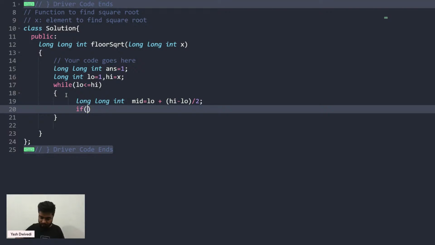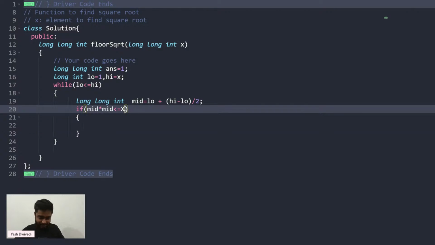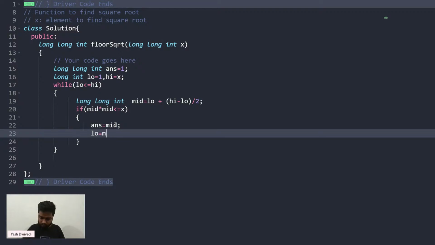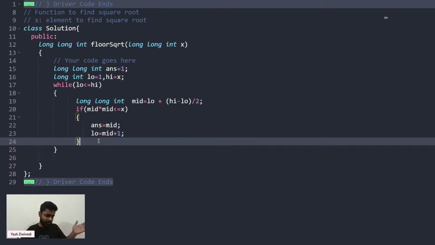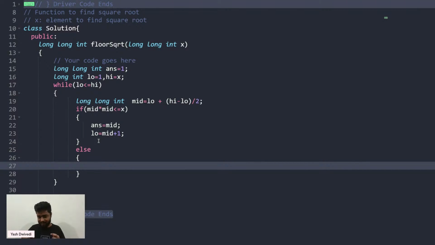Okay, then if the mid is lesser than or equal to the x value, where x is basically n here, then we'll say that answer is equal to mid. We'll store it and then move to the right side, so low is equal to mid plus 1. We'll search for a greater answer because all the elements towards the left of mid will be lesser, right? So we need the highest value such that a into a is lesser than or equal to x.